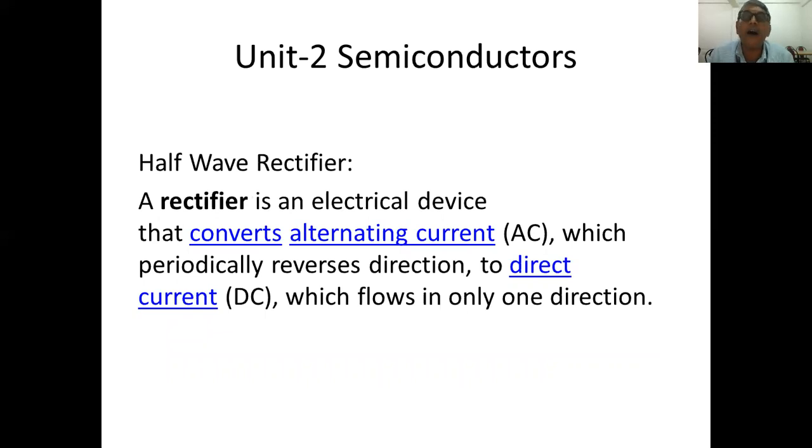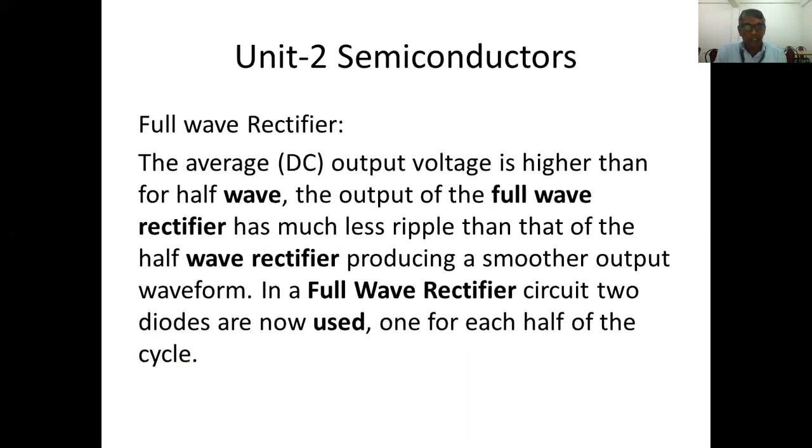The first one is the half-wave rectifier. As the name itself implies, a half-wave rectifier is a circuit in which rectification takes place only in one half of the AC signal. It may be a positive half-wave rectifier or it may be a negative one. That means it is only in one direction. So this is what you are going to study.